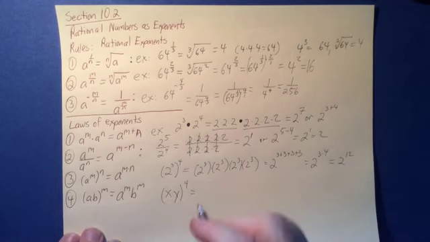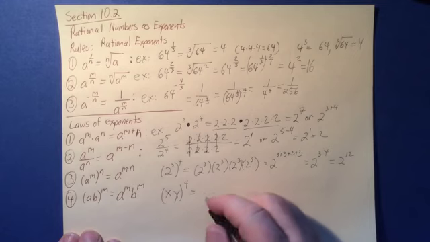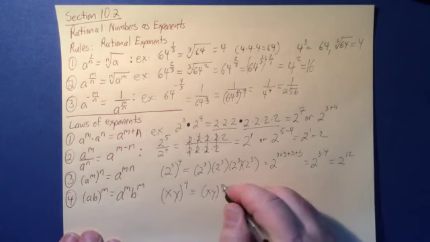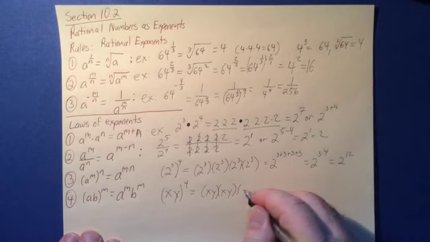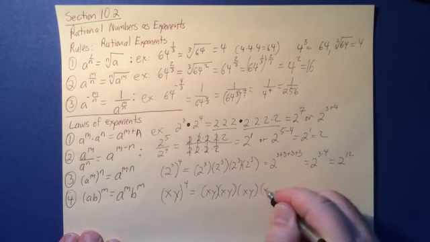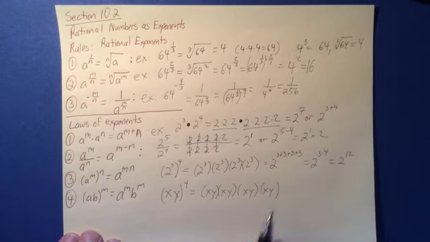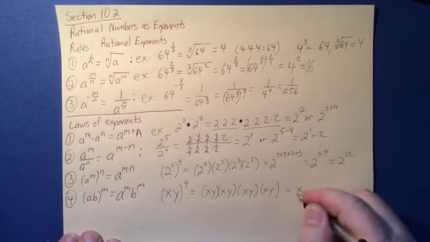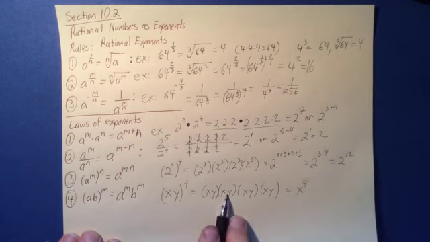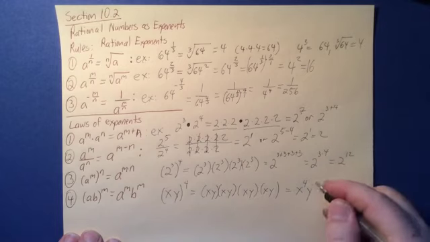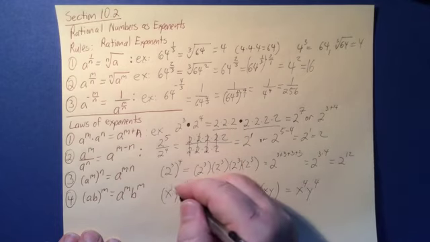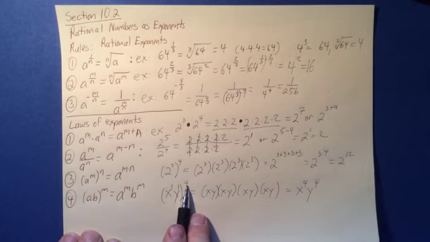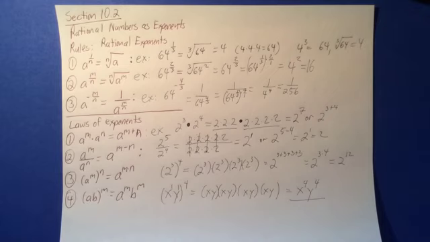Well, just like I did with law number 3, I write xy times xy times xy times xy. And if I do that, I count my x's: 1, 2, 3, 4. That will give me x to the fourth. Y: 1, 2, 3, 4. That will give me y to the fourth. Hence, if I take 1 times 4, that will give me 4. 1 times 4, y to the fourth, giving me my final answer.